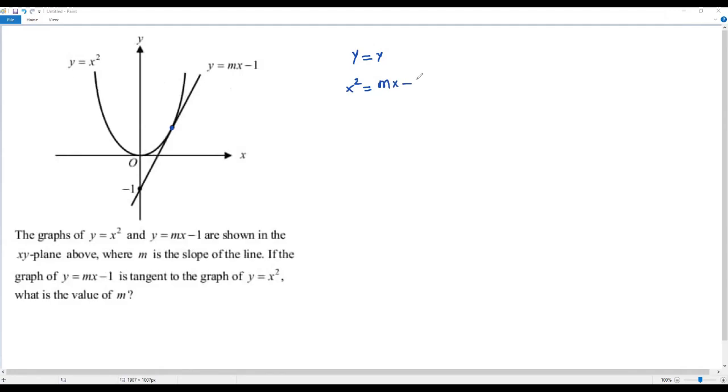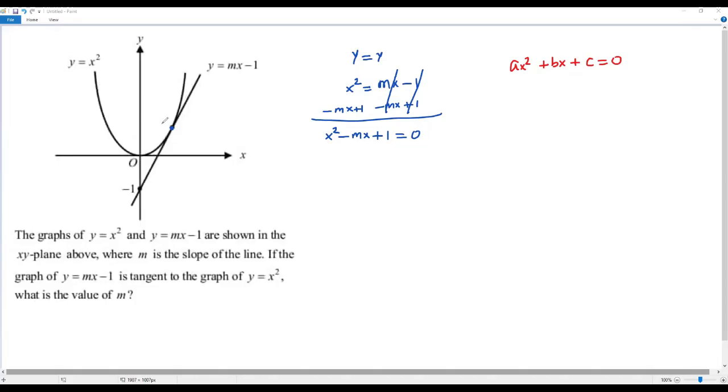Let me write it. Okay, now let's subtract mx from both sides, and also let me add 1 to both sides. Then this negative 1 and positive 1 will cancel. This positive mx and negative mx will cancel. I'm getting x squared minus mx plus 1 equals 0. Okay, here we have a quadratic equation in standard form, that is ax squared plus bx plus c equals 0.